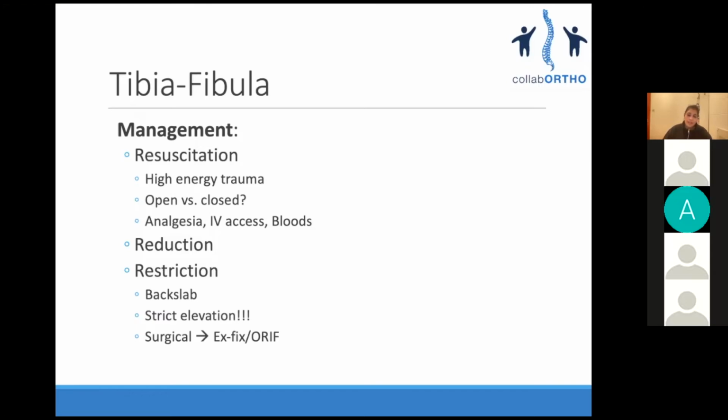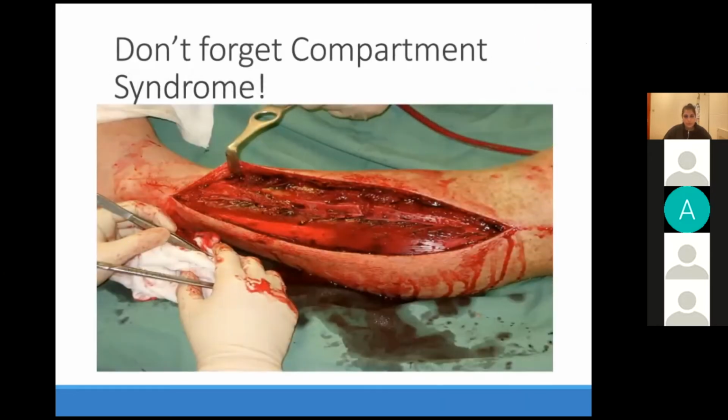And again, depending on the type of patient, usually we go and fix these. Unless the patient is very, very ill or they're very, very old and extremely low demand, you can manage them conservatively. Otherwise, you do an open reduction internal fixation. What is compartment syndrome?